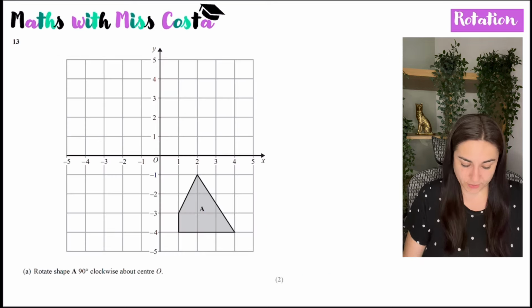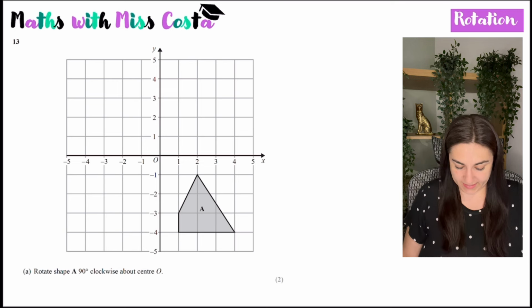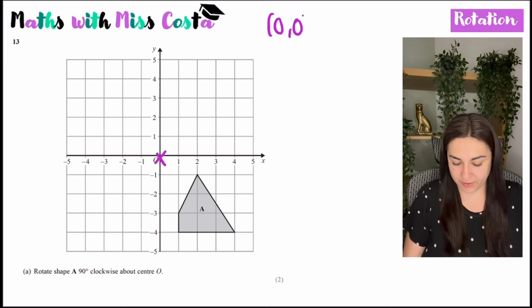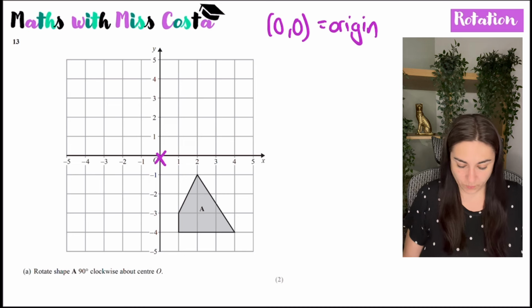Next, I've got a rotation question. So I need to rotate shape A 90 degrees clockwise about the centre O. So O, the centre, is 0, 0. It's also sometimes referred to as the origin. And what you do is you place your tracing paper over the shape.